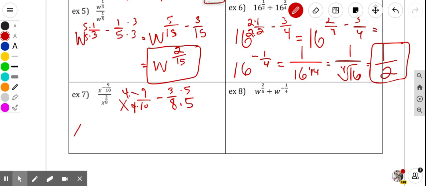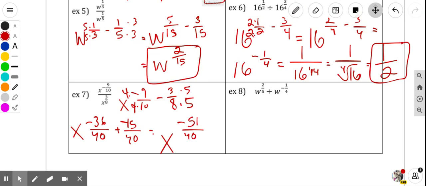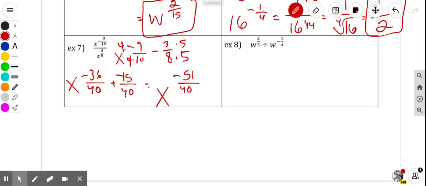Okay, so this turns into x to the negative 36 over 40 minus 15 over 40. So then you just have to subtract the numerators. So it's going to be x to the, they're both negative, right? This is like plus a negative. So that's going to be negative 51 over 40. So lastly, you can't leave it with a negative exponent. So the final answer here would be 1 over x to the 51 over 40. And that's as far as you can go for that one.